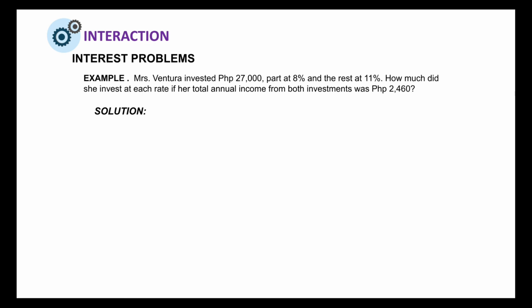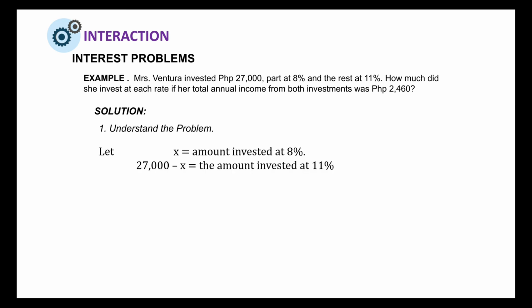Next example. Mrs. Ventura invested 27,000 pesos, part at 8% and the rest at 11%. How much did she invest at each rate if her total annual income from both investments was 2,460 pesos? Okay, so we let X be the amount invested at 8%. And since the rest was invested at 11%, then that should be 27,000 minus X. That's the amount invested at 11%.